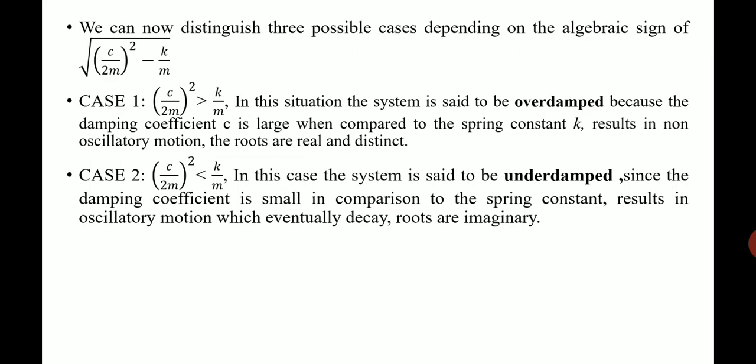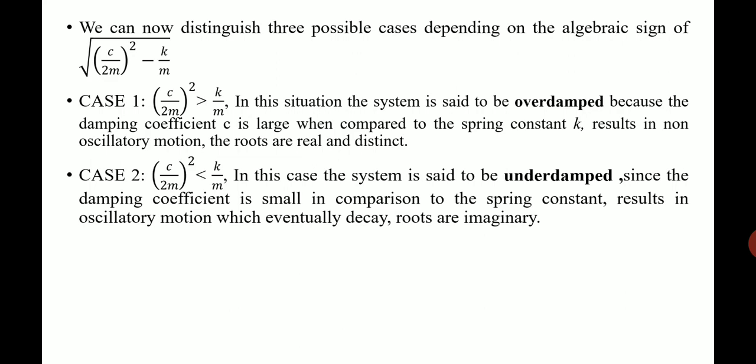The second case is (c by 2m) the whole square less than k by m. In that case the damping is lesser than the stiffness, which means the system is underdamped. In an underdamped system, there will be continuous oscillations. These oscillations will gradually die out with respect to time. As time reaches infinity, the amplitude reduces and it will reach the mean position. Since inside the root there will be a negative value, the roots s1 and s2 will be imaginary. Even though they are distinct, they will be imaginary.